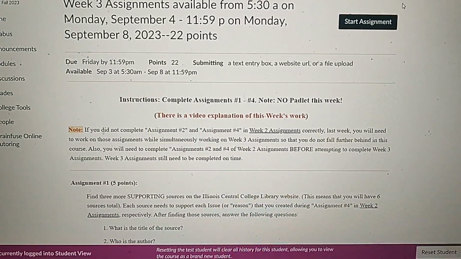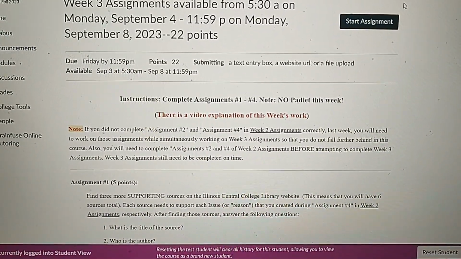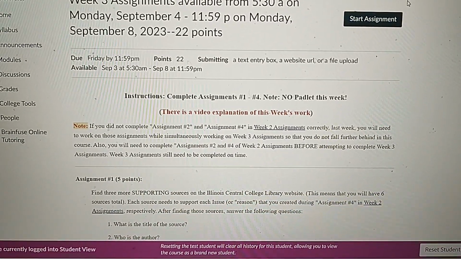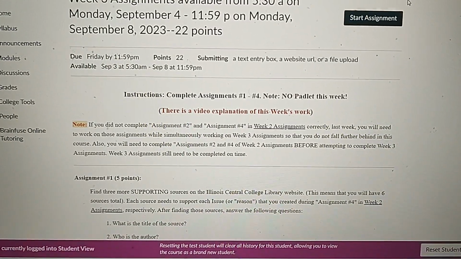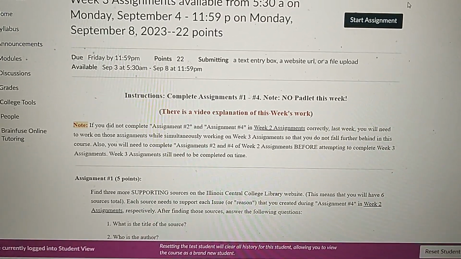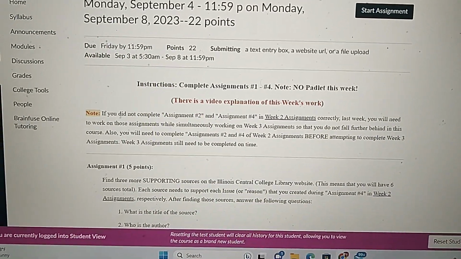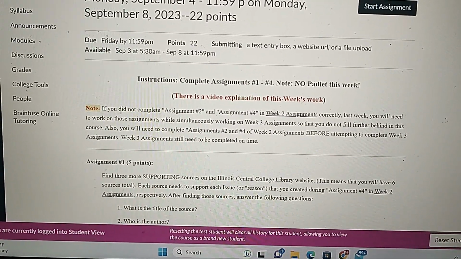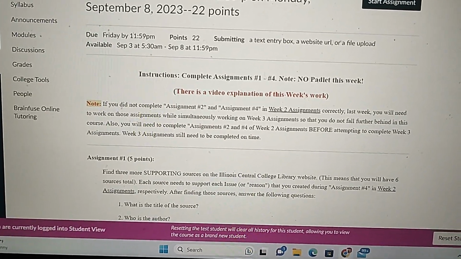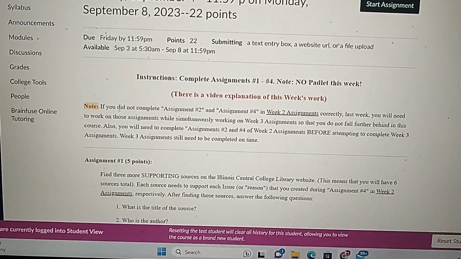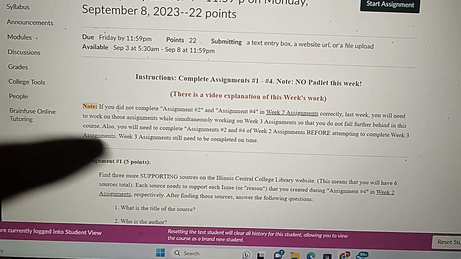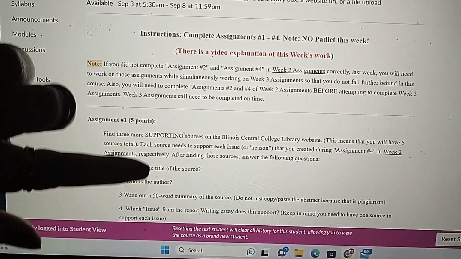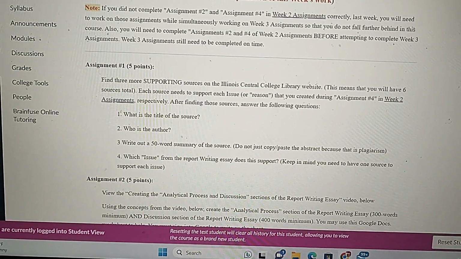So for those of you who didn't complete week 2, you will be working on week 2 and week 3 at the same time. This is going to be a lot of work for you if you didn't do it correctly. If you did, then just start on week 3. I know that was a lot, but these instructions are to keep you from falling further behind. If you did not do week 2, you have a lot of work to do this week. But let's move right along.